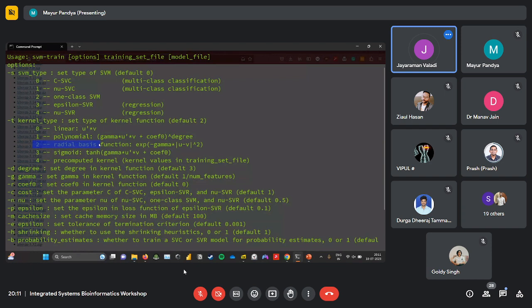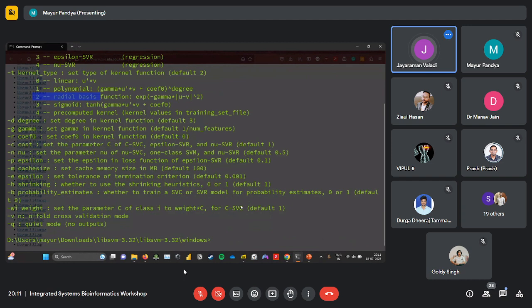So let us put T=2, which will now use the radial basis function as a kernel. There's only one parameter, gamma, but we also have to use C as another parameter. So let us go to this. Minus S0, minus T2, minus G10, minus C10, minus V10.